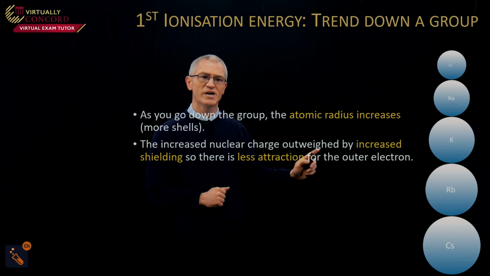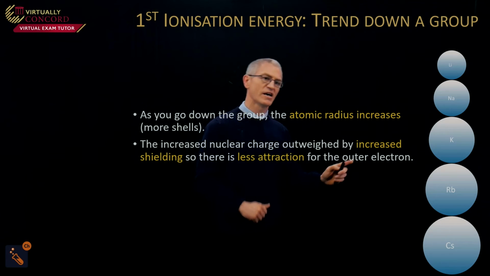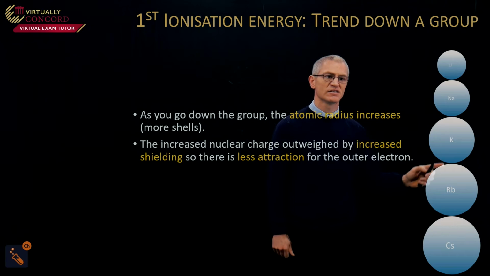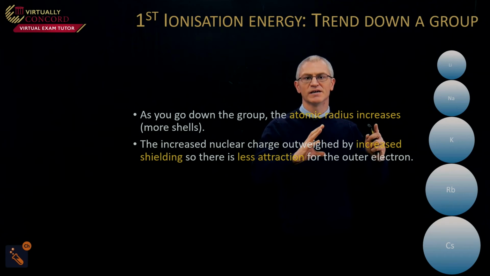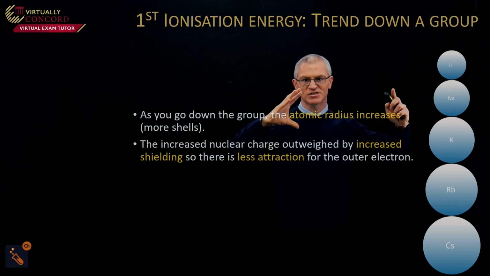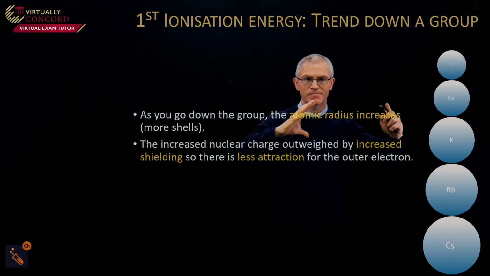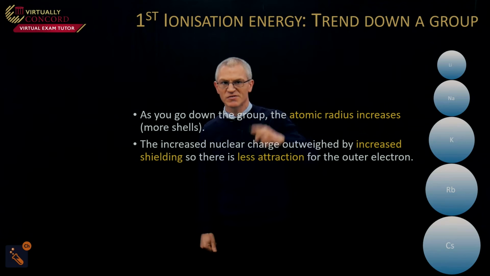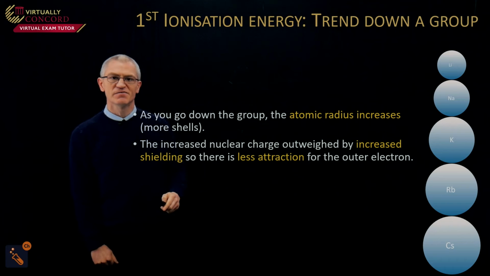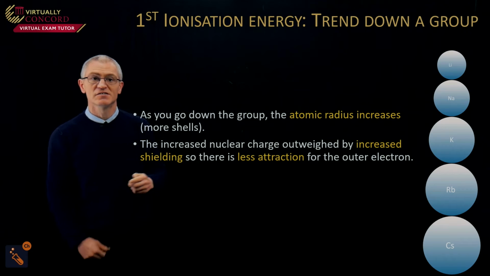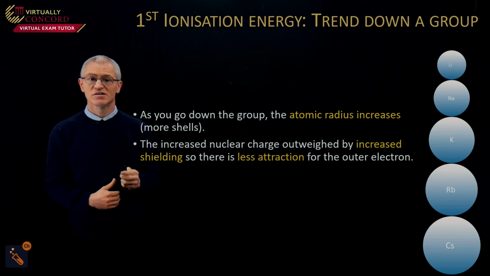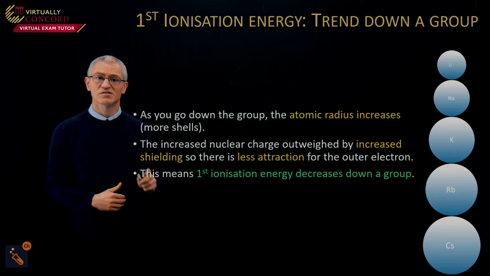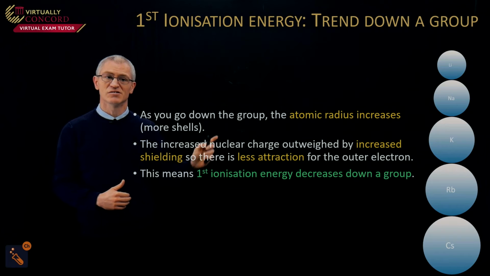But that is outweighed by the increased shielding. As you add a shell here, the more shells you have, the more shielding you have, the more slight repulsion you get. And because there's a slight repulsion, the atom just gets ever so slightly bigger. And if it's bigger, the outer electron is further away from the nucleus, and therefore the nuclear attraction is less. And there's less attraction for the outer electron, so as we go down, the first ionization energy decreases as you go down the group.